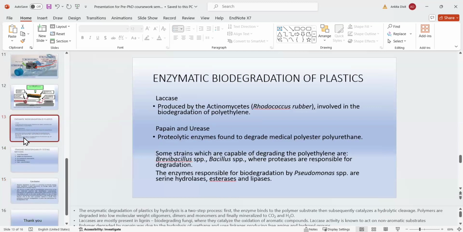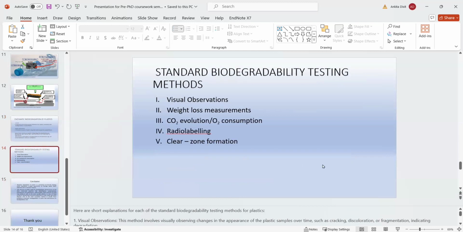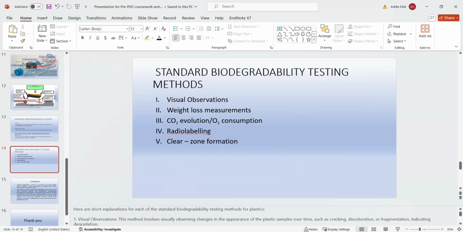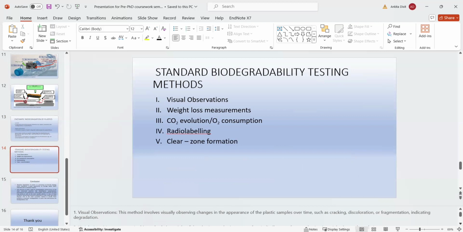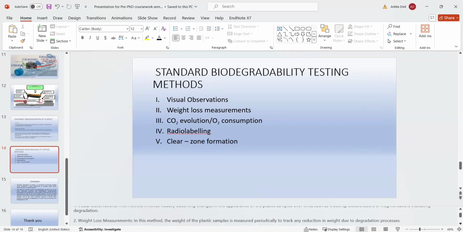By these methods, the microorganism can degrade the plastic. So here are some standard biodegradability testing methods. First is the visual observation. This method involves visual observation of changes in the appearance of the plastic sample over time, such as cracking, discoloration, or fragmentation, indicating degradation.